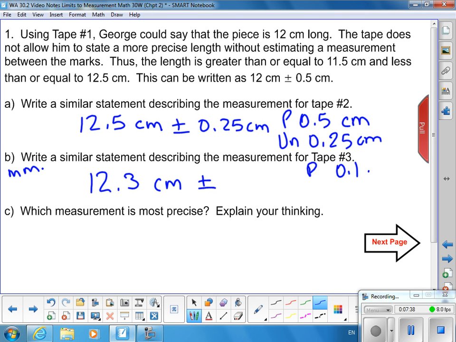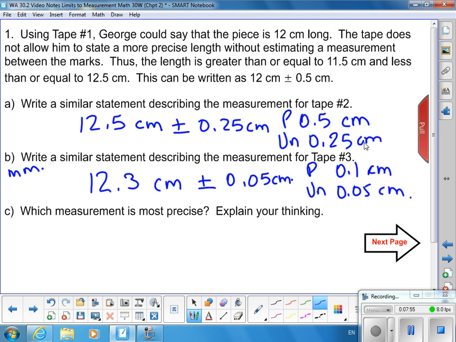0.1 of a centimeter, which is 0.05 of a centimeter. We could then say that the uncertainty is 0.5 centimeters.